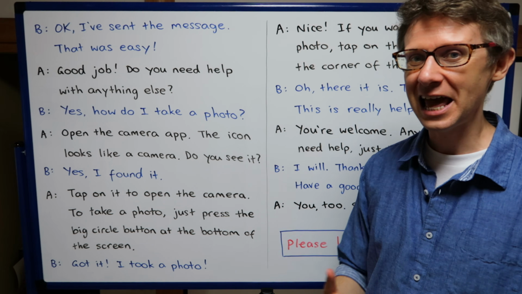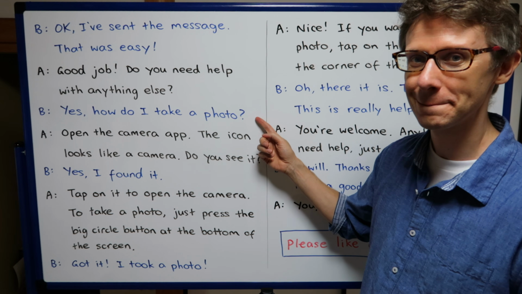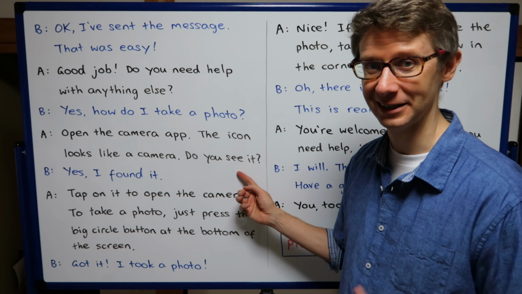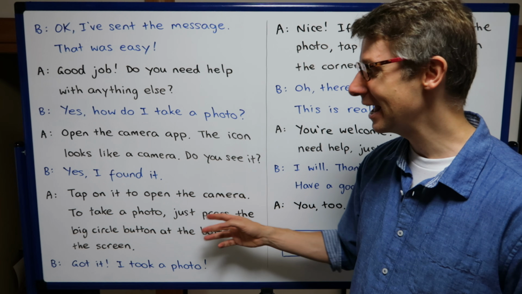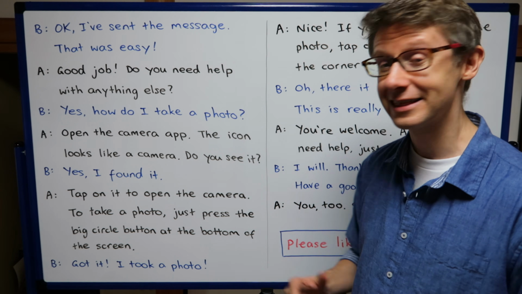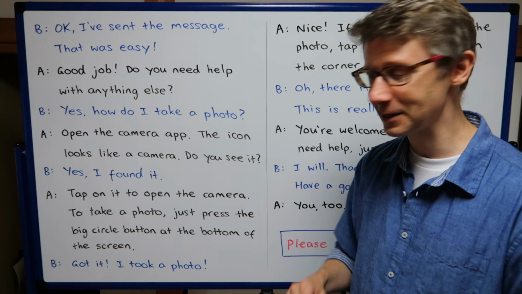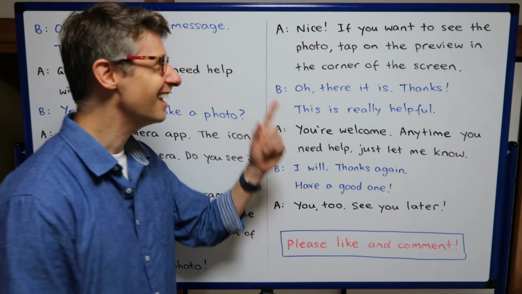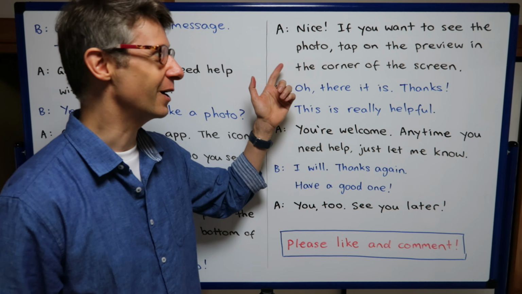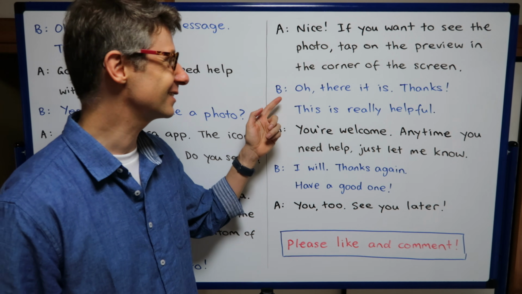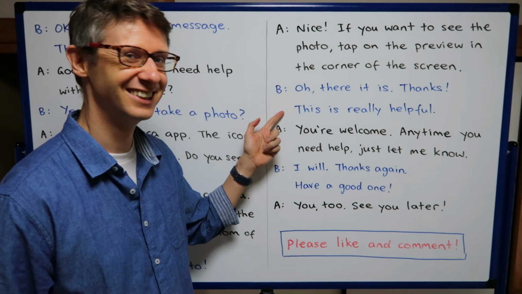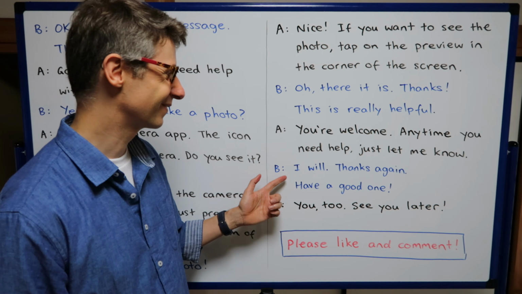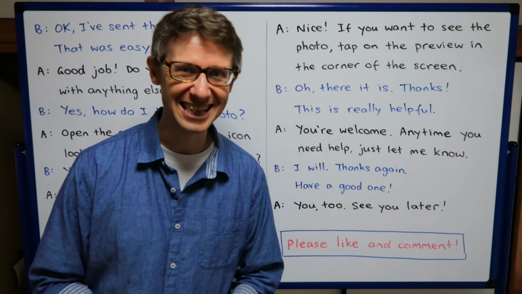Good job. Do you need help with anything else? Open the camera app. The icon looks like a camera. Do you see it? Tap on it to open the camera. To take a photo, just press the big circle button at the bottom of the screen. Nice! If you want to see the photo, tap on the preview in the corner of the screen. You're welcome. Anytime you need help, just let me know. You too. See you later.